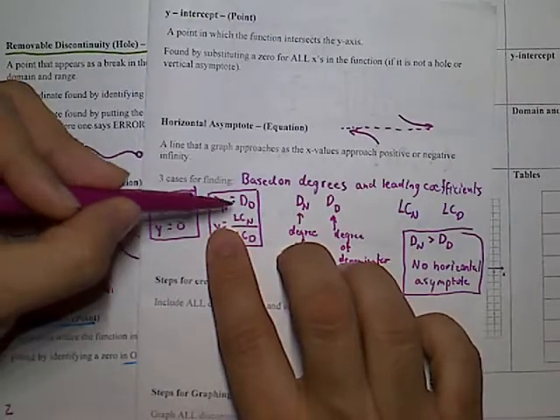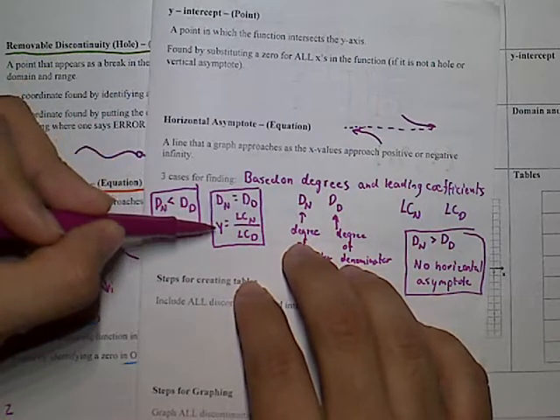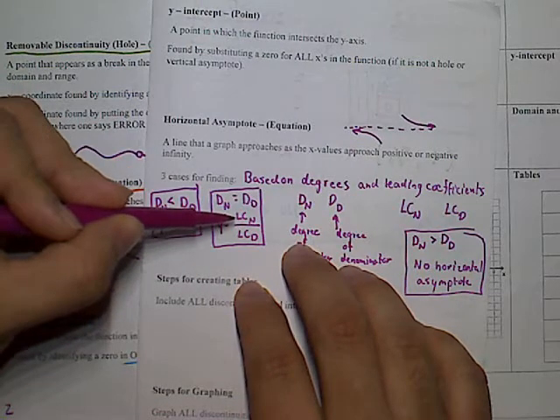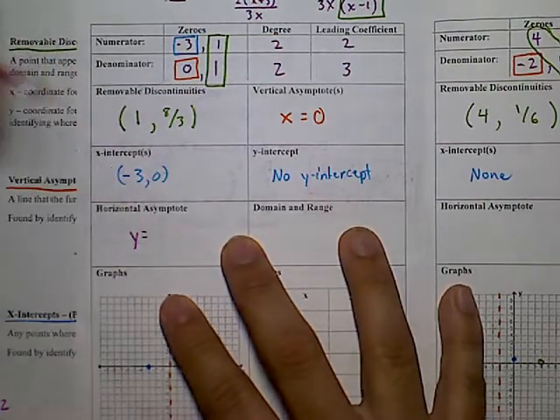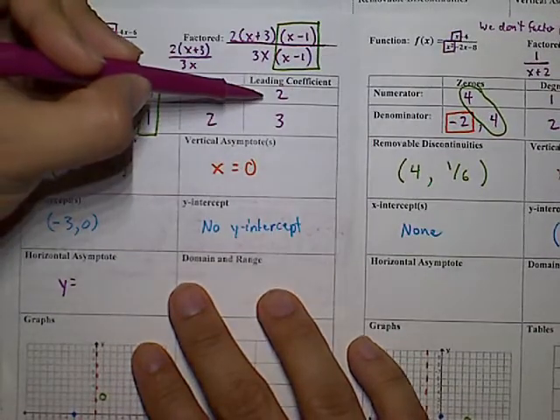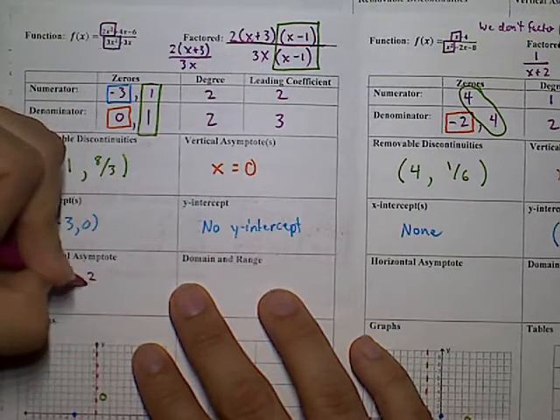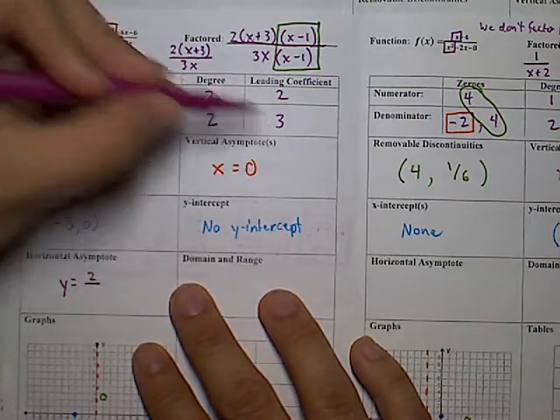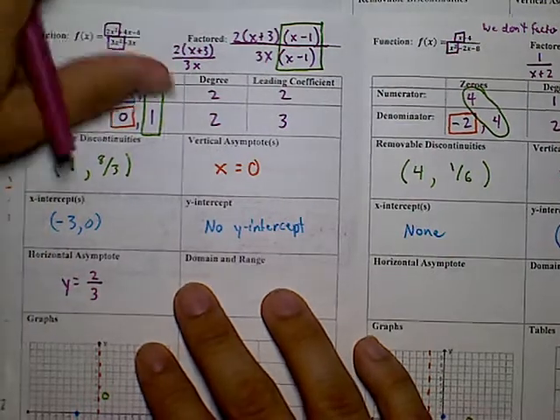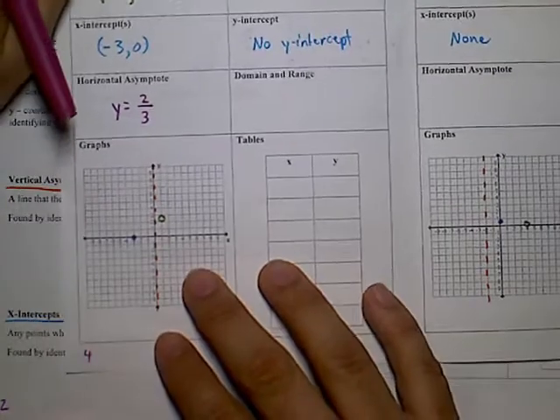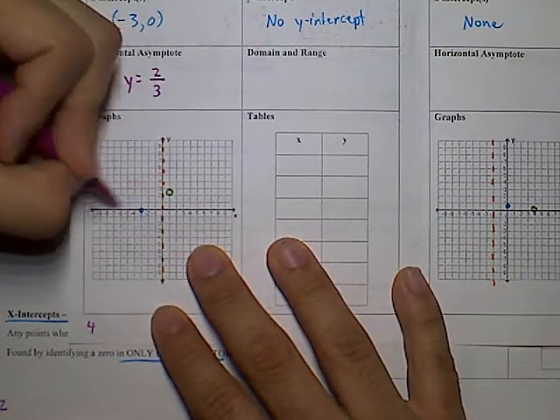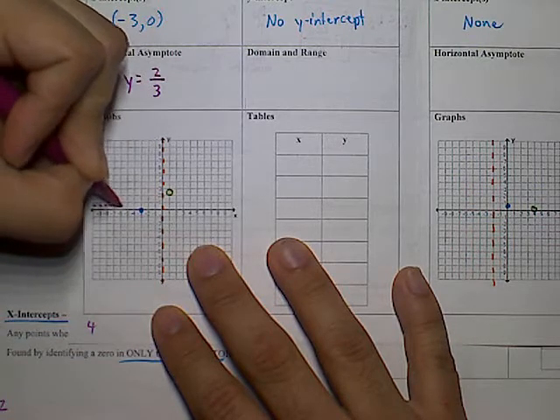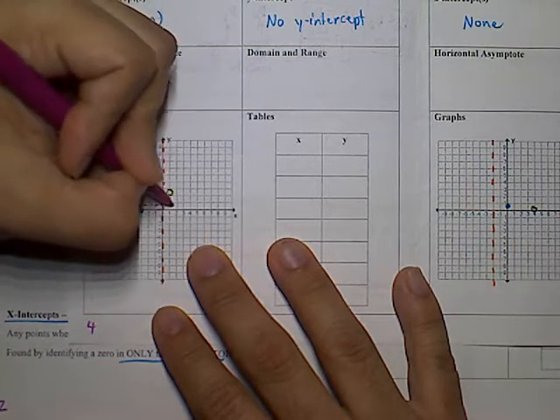So let's look at that case real quick. The degree of the numerator is equal to the degree of the denominator, so the equation is y equals the leading coefficient of the numerator divided by the leading coefficient of the denominator. What that means for us is y equals, what is the leading coefficient of my numerator? 2, divided by the leading coefficient of the denominator, which is 3. So y equals 2/3. And so now, to plot this, I'm going to go ahead and look for 2/3 on the y-axis and draw a horizontal dashed line.